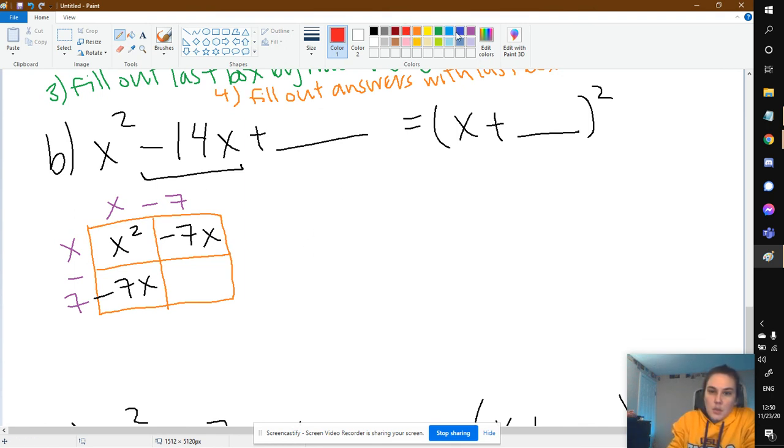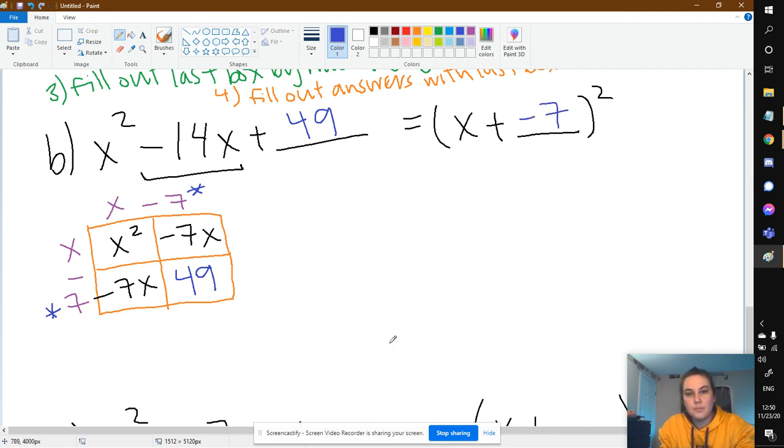The next thing we do is we fill out the last box. Negative 7 times negative 7 is positive 49. And then we notice that our factors are x minus 7 and x minus 7, aka x plus a negative 7 squared. And we could rewrite this if we wanted to look fancy to just be x minus 7 squared.